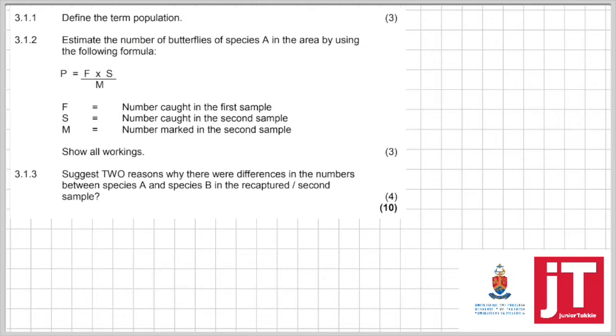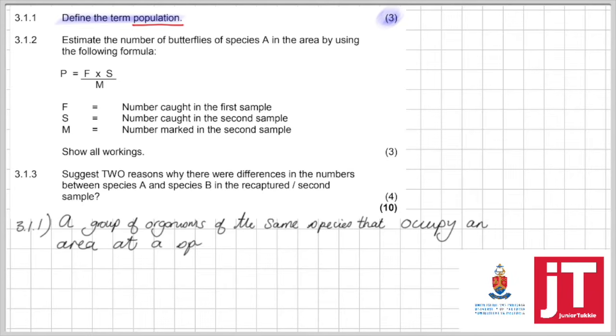If we look here at the questions, it says to us, define the term population. So this is a definition type question, and it should be pretty straightforward. It's for 3 marks, so we know the examiner is looking for something specific. If we were to answer question 3.1.1, we know that we are looking for the definition. So we need to know our definitions in this section. Here, it's a group of organisms of the same species that occupy an area at the same time and can breed together. There's our definition of population, and that will give us our 3 marks.